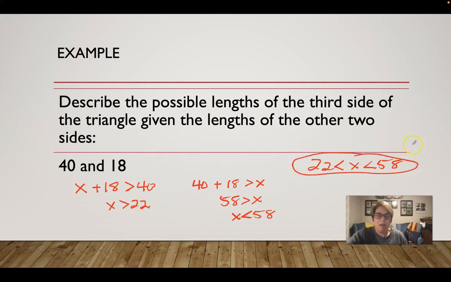All right, we did indirect proofs and triangle inequalities. Have a great day.